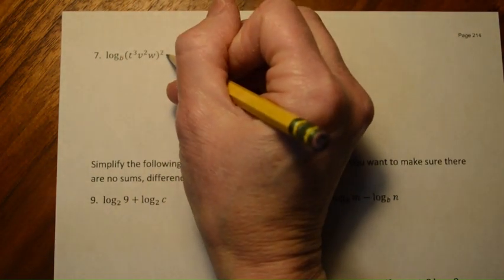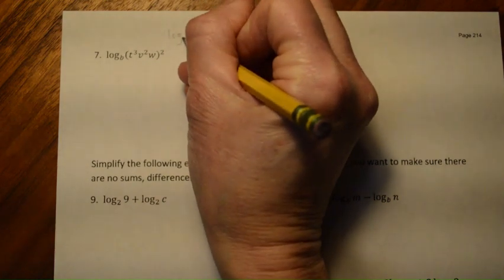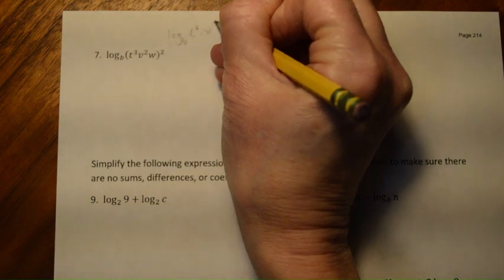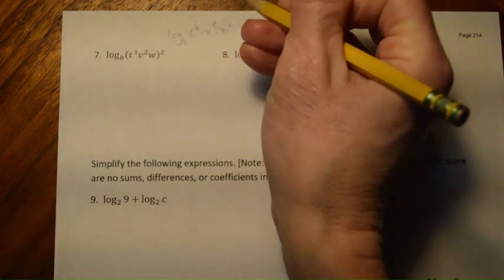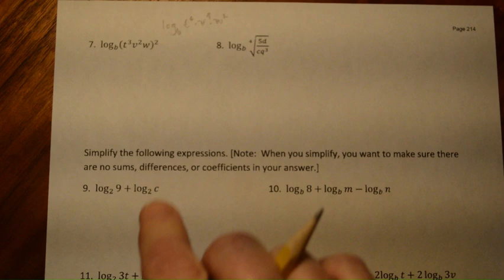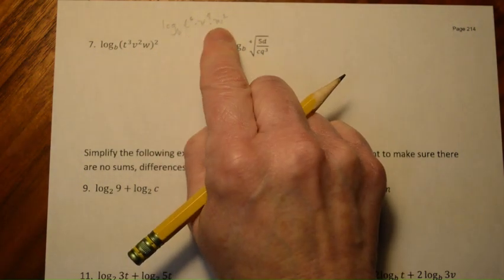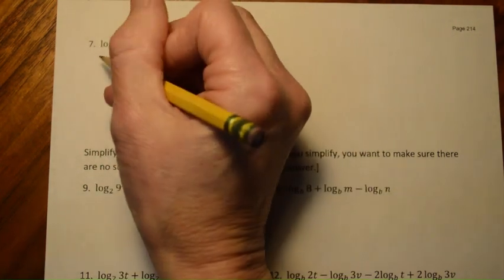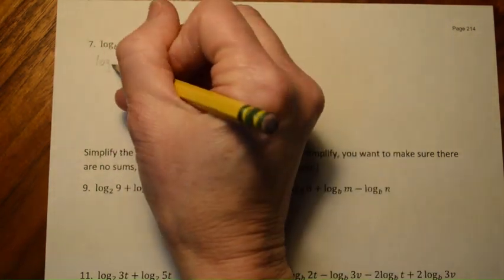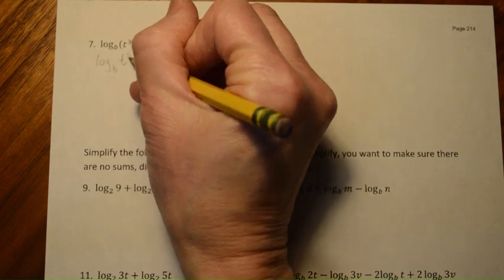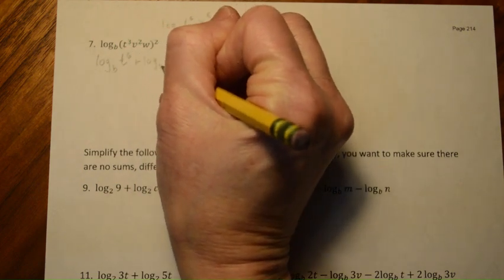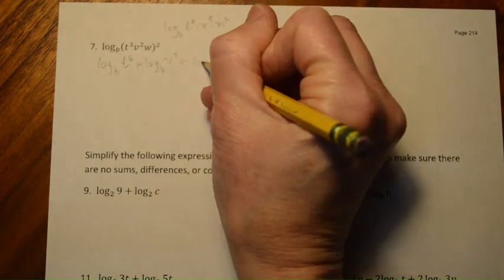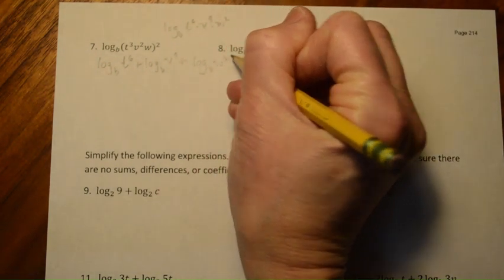So this would become log base b of t to the 6th times v to the 4th times w squared. All right, again, we have a product here of three things, and so our product rule says that I can break this apart as a sum. So log base b of t to the 6th plus log base b of v to the 4th plus log base b of w to the 2nd.